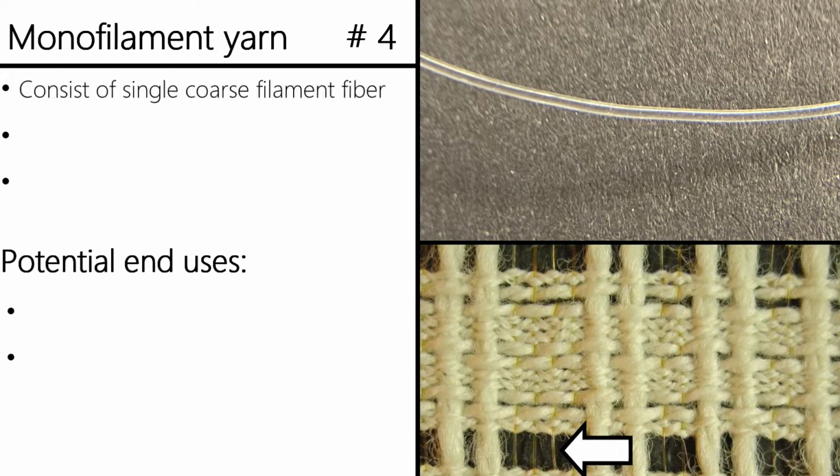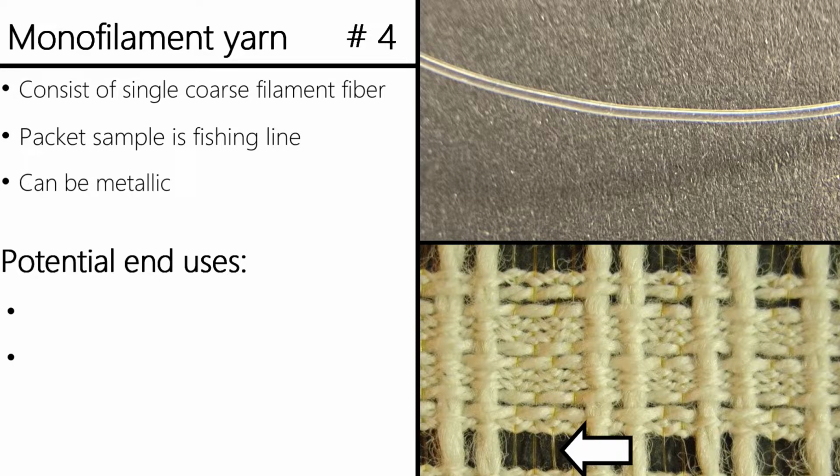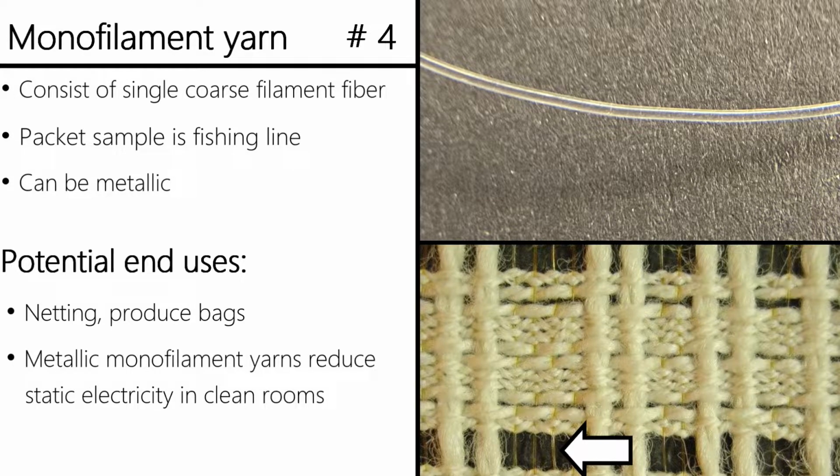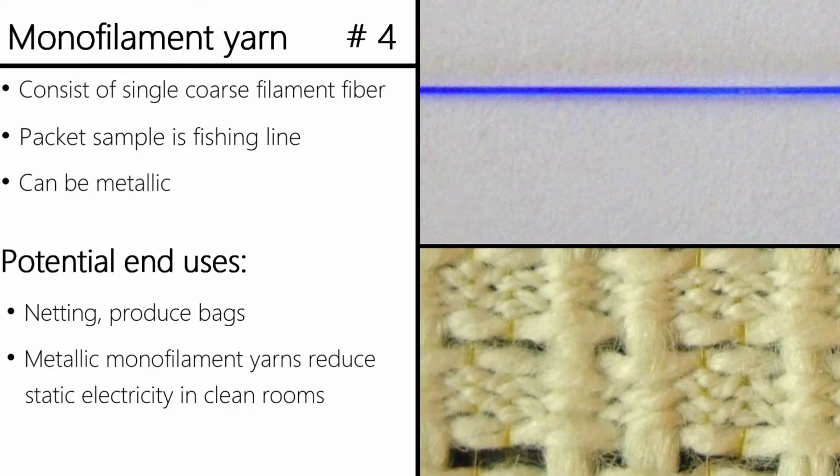The fourth sample is monofilament yarn, one of 3 filament yarns in the packet. Monofilament yarns consist of a single coarse filament fiber, and an easy example of this is fishing line, which is what can be found in your packet. Other uses for this type of yarn are produce bags, other netting, and some sewing threads. Metallic monofilament yarns are used to create sparkle in apparel and interior fabrics, as well as to minimize static electricity for clean rooms and other technical applications.